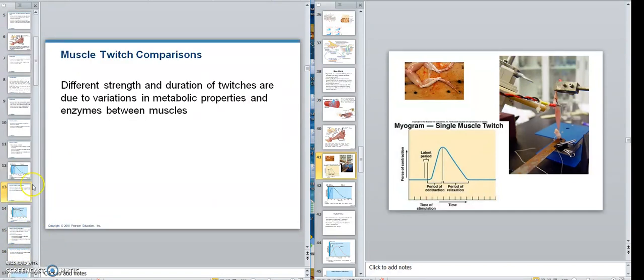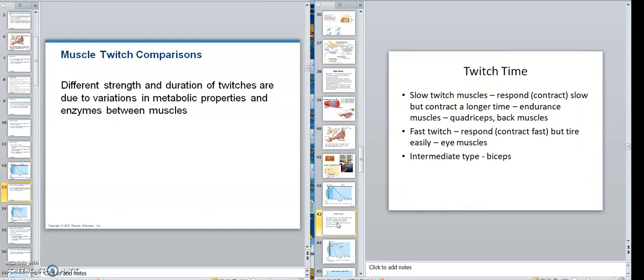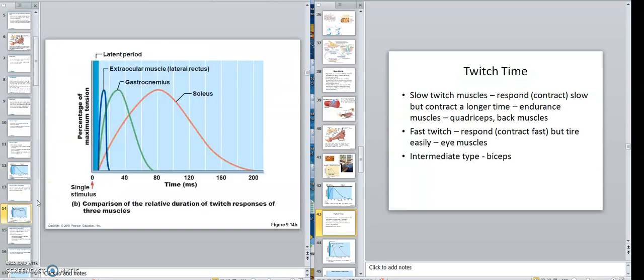Muscle twitch comparison. Different strength and duration of twitches are due to variation in metabolic enzymes. What are we talking about there? Twitch time. When it comes to muscles, we have slow twitch muscles, which we'll talk about a little later. They contract slowly, but the contraction lasts longer. Then fast twitch muscles contract fast but tire easily. And then we have the intermediate type.